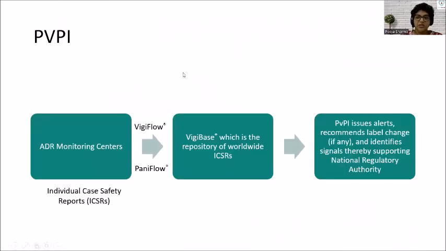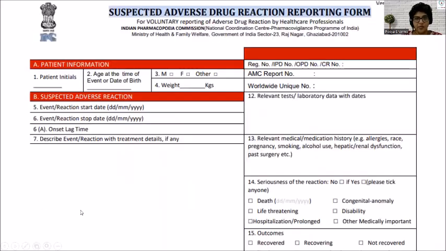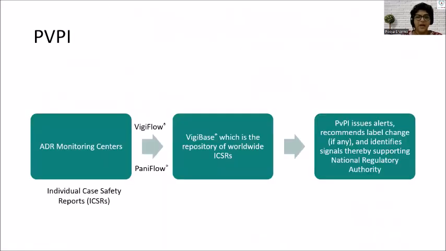So in PVPI, just as a very overview, the Pharmacovigilance Program of India has something called the ADR monitoring centers. If you remember, ADR is adverse drug reactions. So adverse drug reaction monitoring centers fill up individual case safety reports, which are in this kind of a form. This data then goes through 2 kinds of flow, VigiFlow and VigiBase, towards VigiBase, which is the repository of the worldwide ICSRs, that's individual case safety reports. This VigiBase is available, of course, with the Uppsala Monitoring Center.